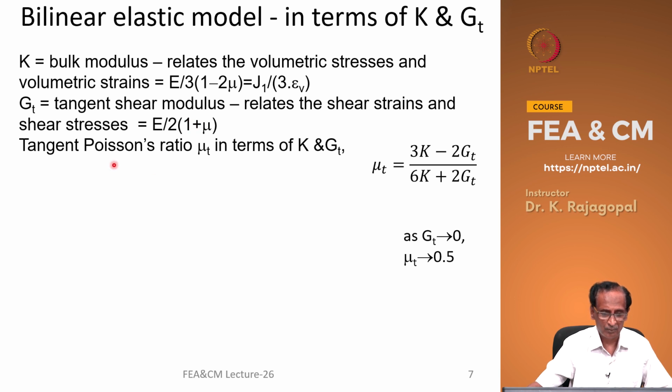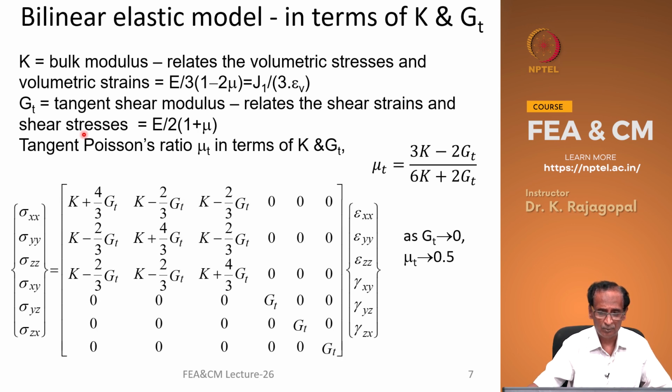And if we formulate our constitutive matrix in terms of K and G, we can calculate our tangent Poisson's ratio mu in terms of K and G as mu is 3K minus 2G by 6K plus 2G. The subscript T for the shear modulus is to say that our shear modulus will change during the analysis, and our constitutive matrix in terms of K and G is written like this.